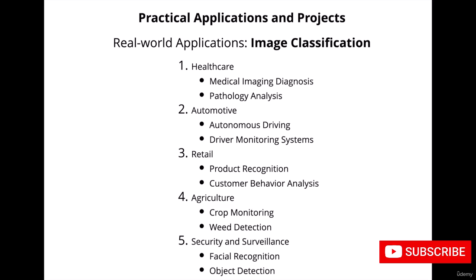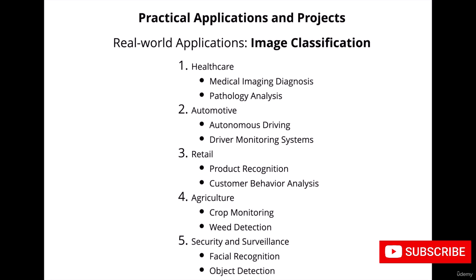The second industry that we want to look at is automotive, and here we'll discuss two different ones. One is autonomous driving, and the second one is driver monitoring systems. In autonomous driving, image classification plays a crucial role in autonomous vehicles for object detection and recognition, lane detection, traffic sign recognition, pedestrian detection, and obstacle avoidance. Deep learning models analyze camera images and sensor data to interpret the surrounding environment and make real-time driving decisions.